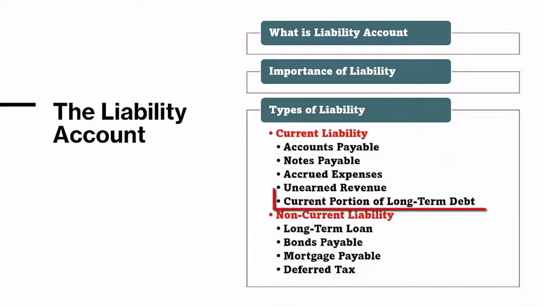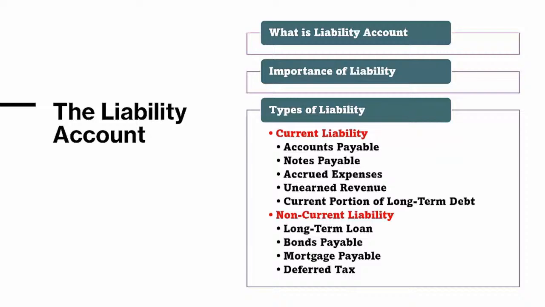Current portion of long-term debt. Sometimes, part of a long-term loan has to be paid within the year. This portion is recorded as a current liability. 2. Non-current liabilities. These are obligations that will be paid over a longer period, typically more than 1 year. Common examples are long-term loans or notes payable, loans that the business has to repay over several years.